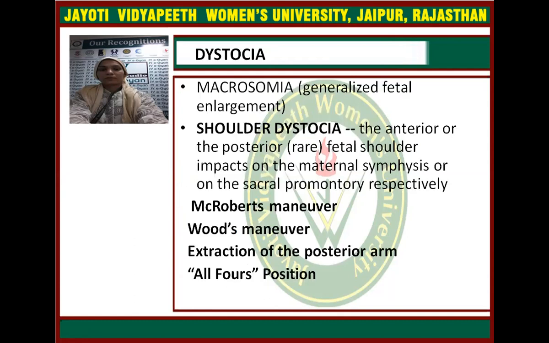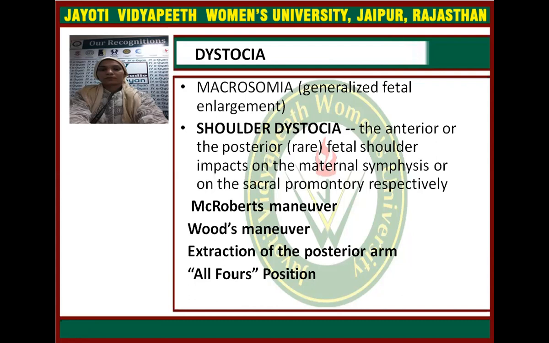Then dystocia, we will come to dystocia. What do you mean by dystocia? Somewhere the size of the fetus will be increased: macrosomia. So generalized fetal enlargement will be there. A large baby weighing more than 4 kg is macrosomia. The causes are hereditary.